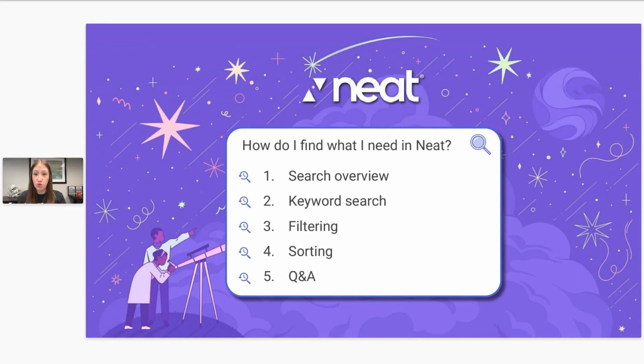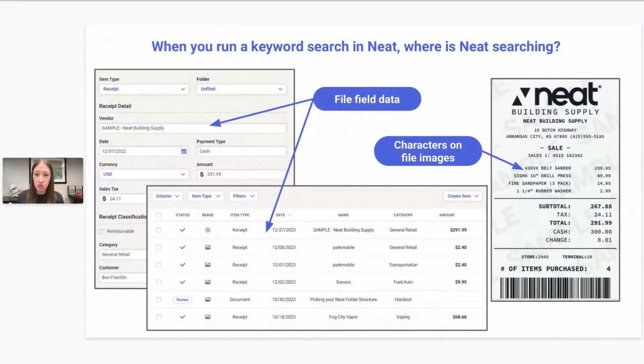In order for you to effectively use searching in Neat, I think it's helpful to understand what data Neat is actually searching through when you run a keyword search. Neat looks at two places. It looks at your file field data, which is the data that you see in a file when you open the file, all the file field data to the left. It's the same data that you see in your file grid when you look at all of your files in a grid. As you can see, I have those two screenshots here, and Neat looks through all of that data.